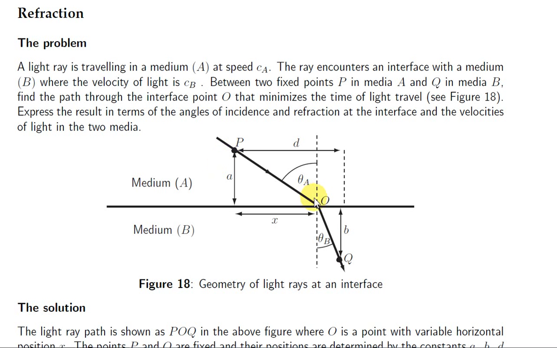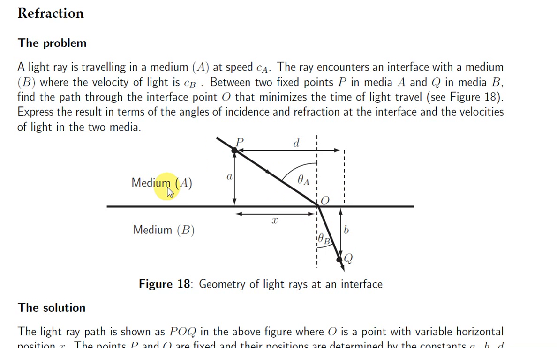Here we have a light ray passing through medium A. It hits the interface for medium B and is refracted. Suppose the light ray passes through this point P and we want the light ray to pass through this point Q in medium B. By the principle of least time, it is a fact that the light ray will follow a path that minimizes the time taken for it to go from P to Q.